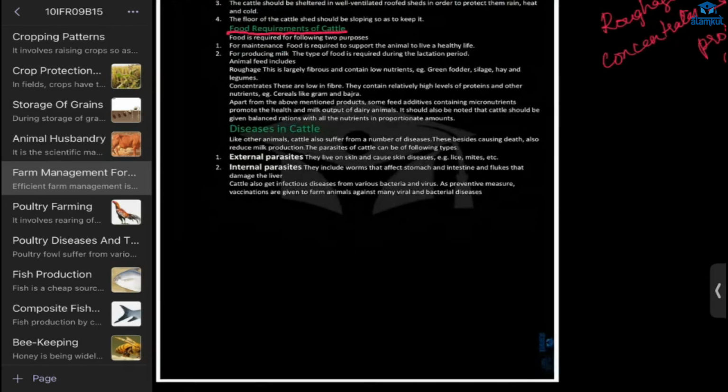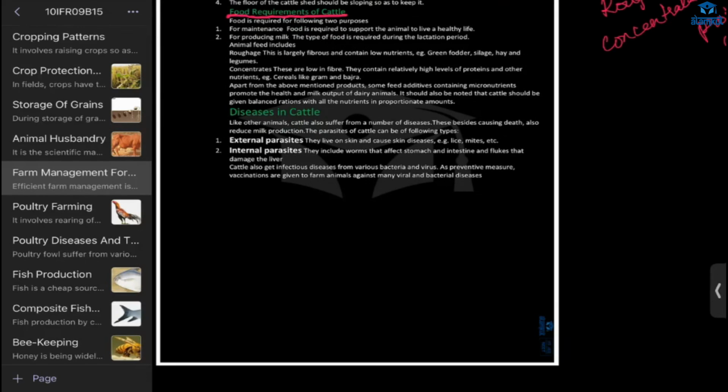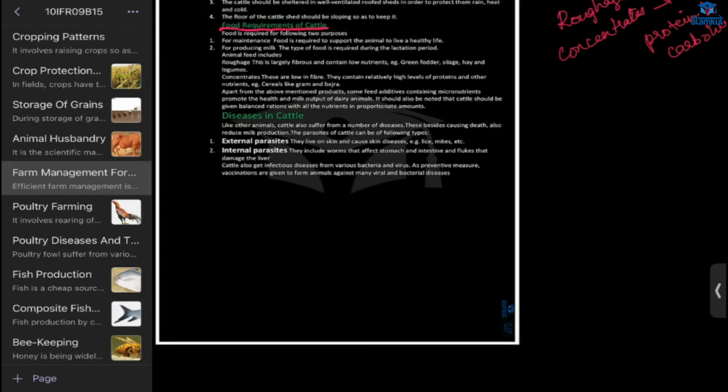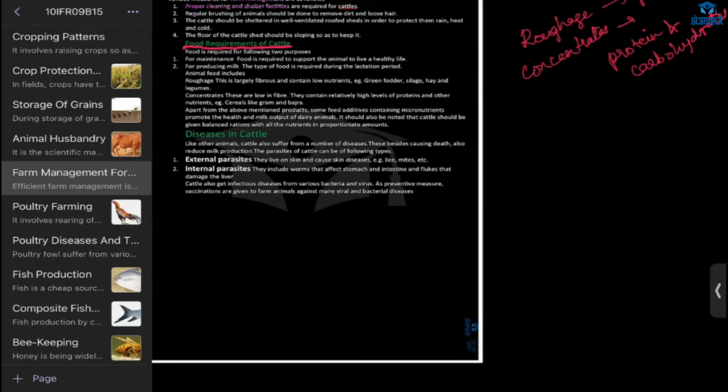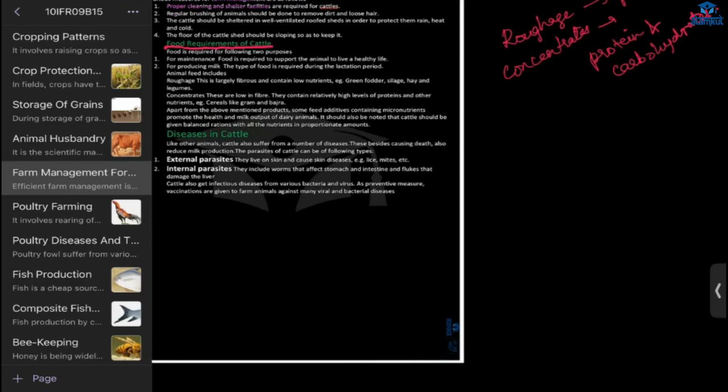Okay. Next, disease in cattle. Right. Now, recently, there is a disease in cattle, right? What is that? Lumpy virus? Ma'am, I know there was one called cowpox. Yes, mostly the cows are vaccinated.